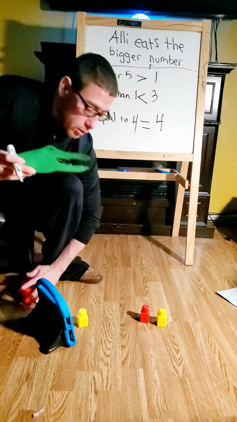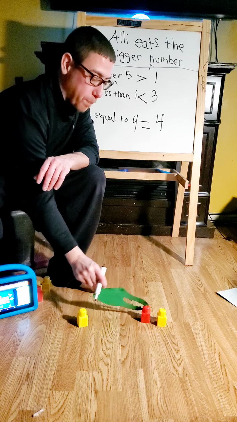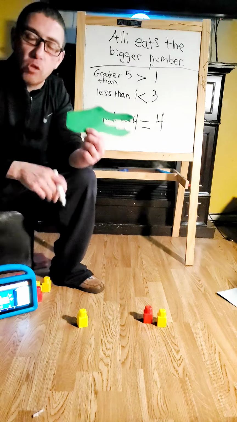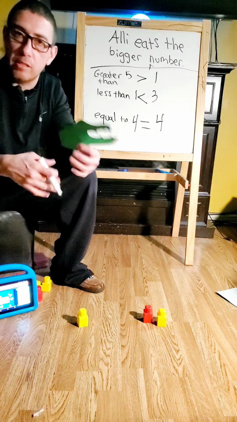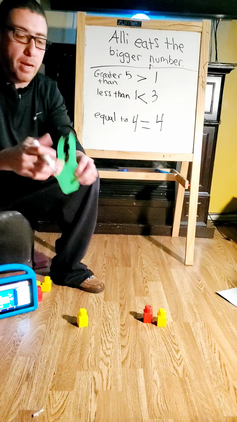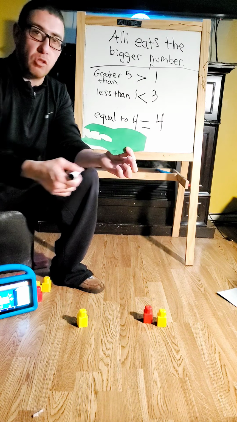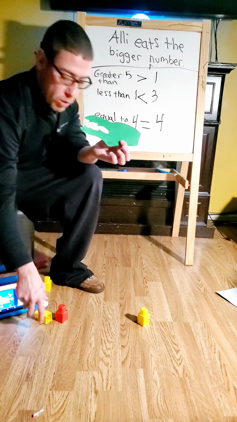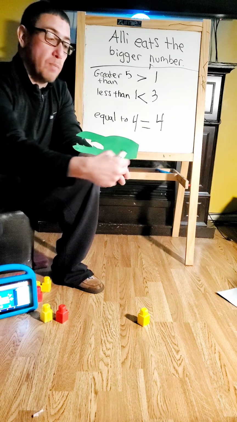2 blocks, right? Allie. He's always looking for more food. So he's always pointed towards the bigger number or bigger objects. Allie eats the bigger number. Less than, right? Mouth closed. We could flip Allie, right? See the mouth's open, right? If we flip Allie, it doesn't matter which direction the mouth is, right? The closed mouth is less than.